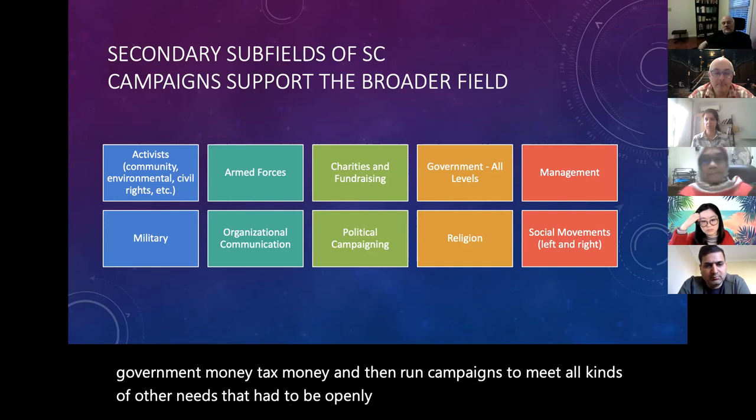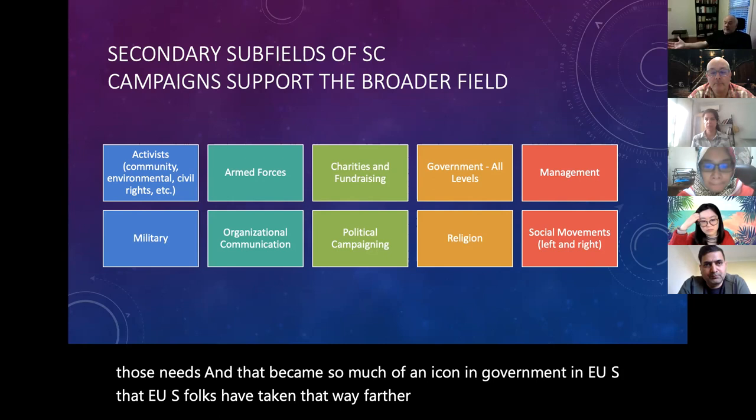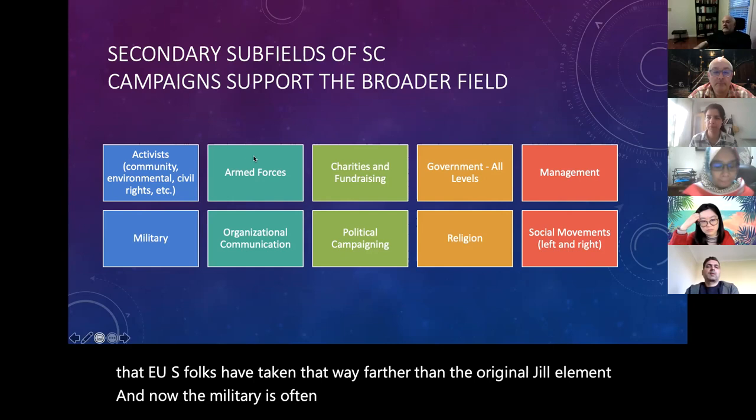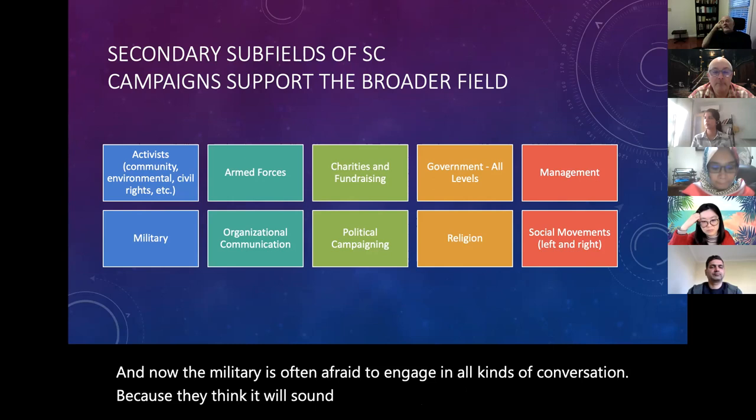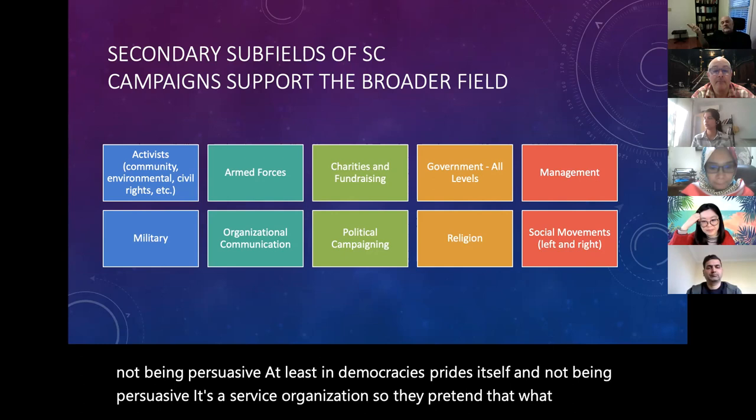And that became so much of an icon in government in the US that the US folks have taken that way farther than the original Gillette Amendment. And now the military is often afraid to engage in all kinds of conversation because they think it will sound persuasive. And the military prides itself in not being persuasive, at least in democracies. It's a service organization. So they pretend that what they're doing is not persuasive because they don't call it persuasive. And so they never call it PR. They call it public information or public affairs.